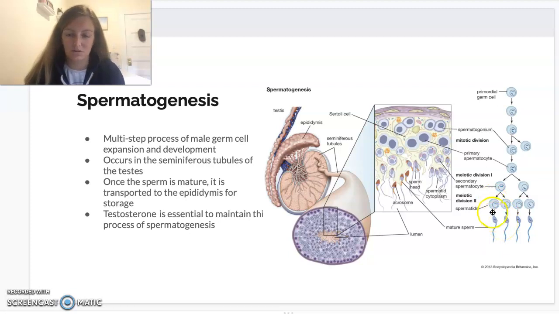We won't step too much into what that process actually looks like in this presentation, but we'll talk about what regulates it and where it occurs and what the anatomical features of this area of the seminiferous tubules look like.